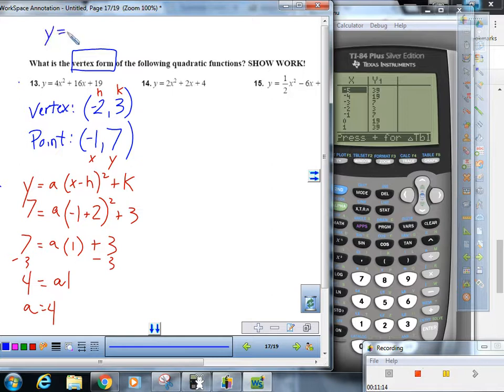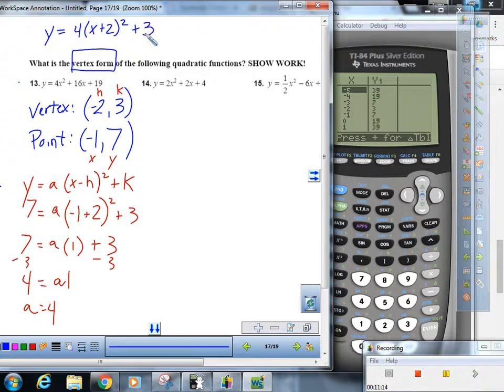So now we know the vertex form of number 13 can be written as y equals 4 times x minus, where's our h value? A -2, so x plus 2 squared, and then our k is 3. And that's how you're going to do these.